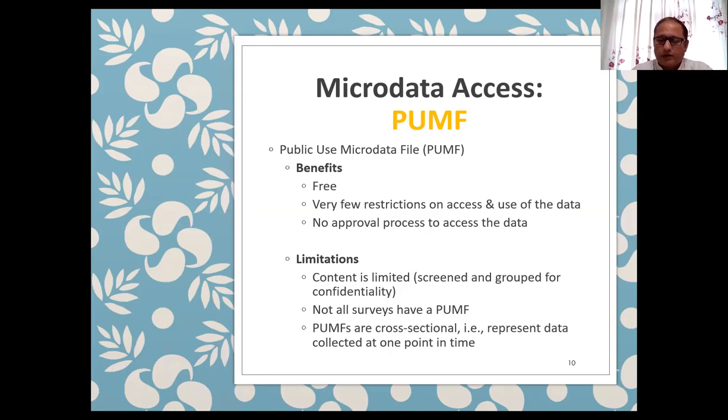And the public use files are cross-sectional in nature, which means they represent data collected at one point in time. So these files cannot be used for any kind of longitudinal analysis, which means you cannot track the person's identity over a period of time.